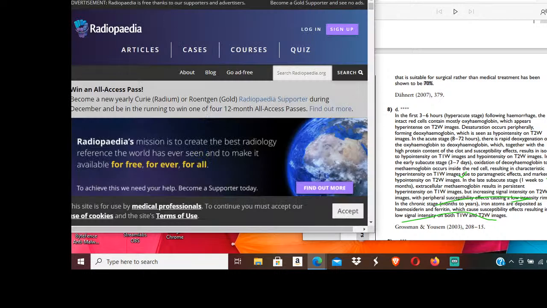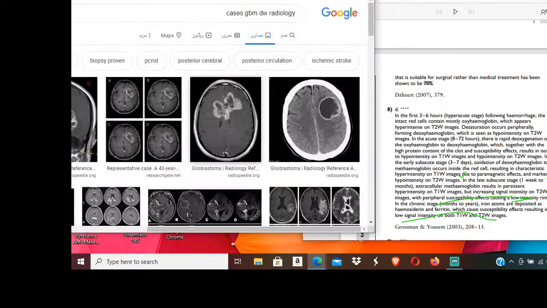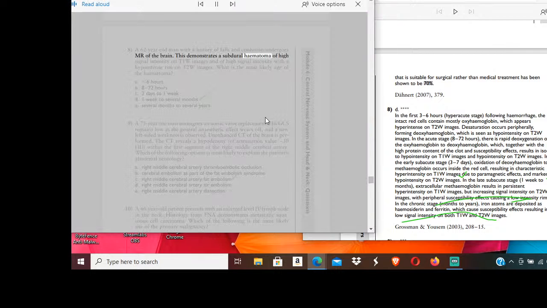8. A 62-year-old man with a history of falls and confusion undergoes MR of the brain. This demonstrates a subdural hematoma of high signal intensity on T1W images and of high signal intensity with a hypointense rim on T2W images. What is the most likely age of the hematoma? A. 6 hours. B. 8 to 72 hours. C. 3 days to 1 week. D. 1 week to several months. E. Several months to several years.